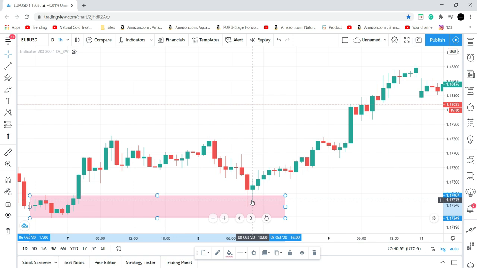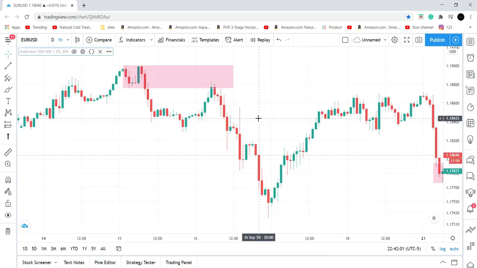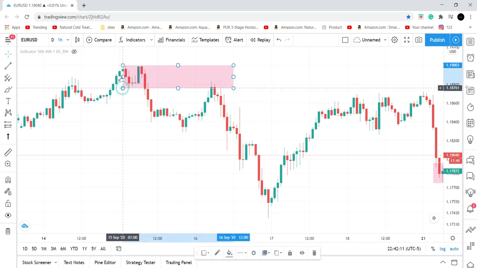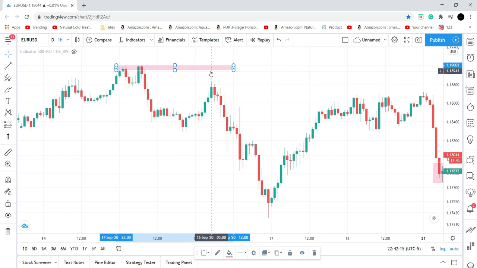Okay, so let me show you guys some more examples. Here's another example right here. We have nice selling going on. We're waiting for price to come back to this area. So let's say you say, okay, this is the wick right here, and you're waiting for price to come back to this wick. Like I said before, a lot of times price will almost never come to the wick.